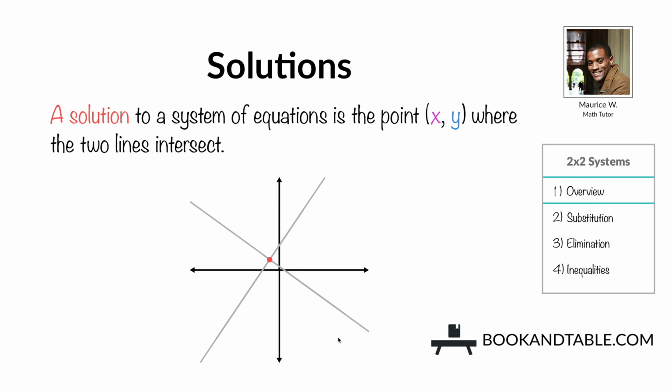A solution to a system of equations is the point, the xy coordinate, where the two lines intersect. So we're working with lines, linear equations. The xy is the exact point that works for both lines. This is the point in space where both lines exist, and thus both linear equations work. So in essence, this is what you are finding by solving a 2x2 system.